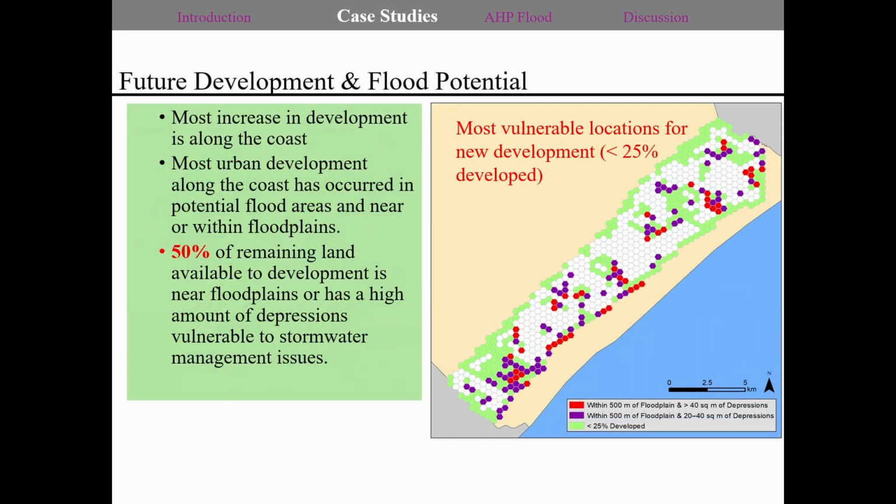And then here is another map showing which places are less developed versus which ones are more developed and are within a floodplain or within a 500-year floodplain and have a lot of depressions. So these data are really informative at the local level for planning and preparing their resiliency planning efforts.